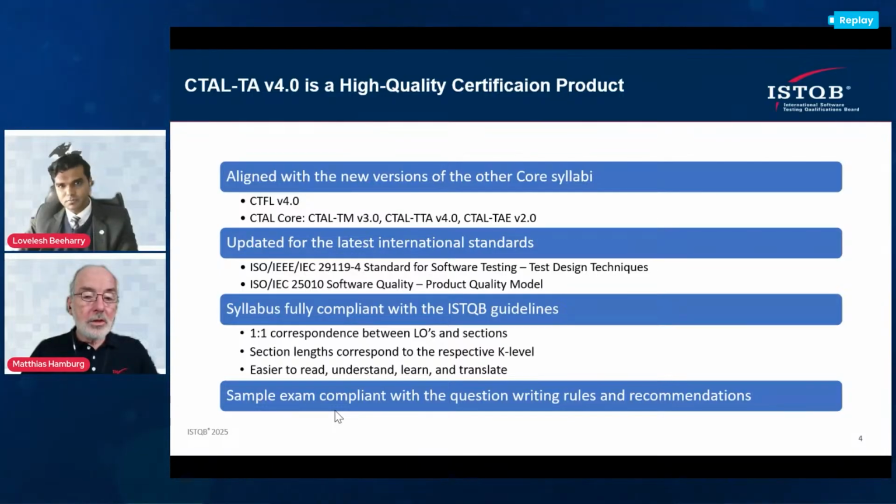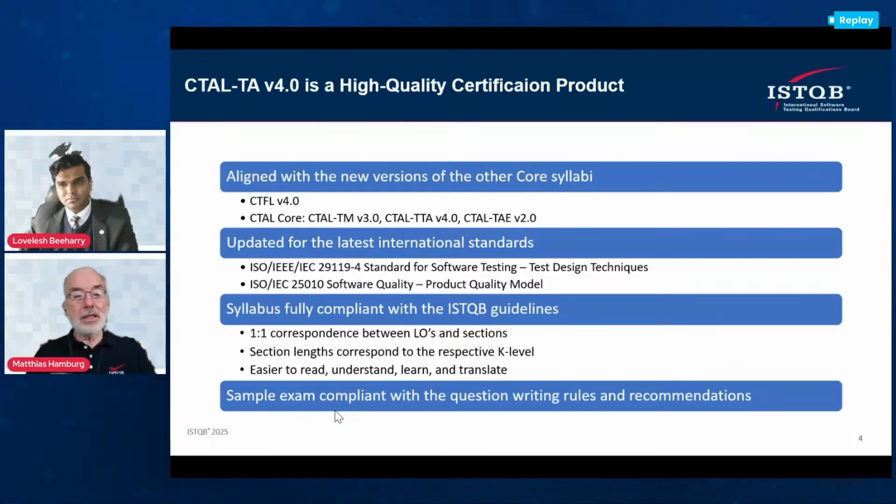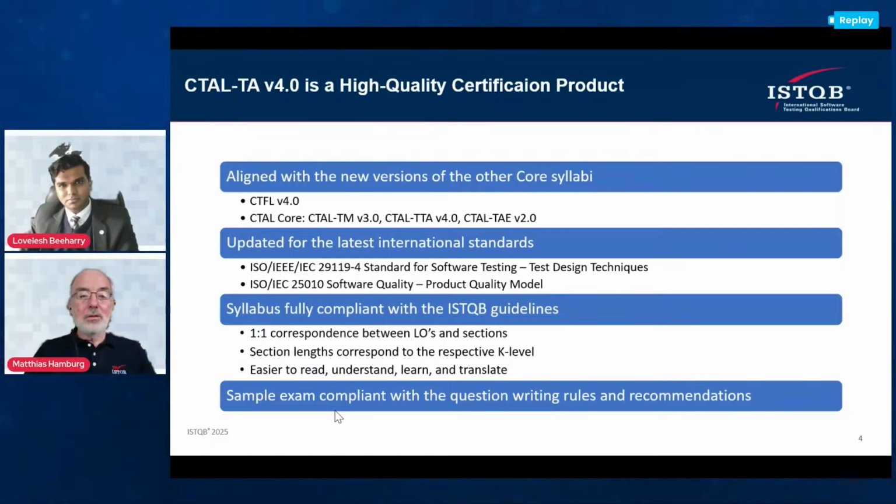And on the other side, ISTQB, as you mentioned, has evolved in its didactic quality. So we have new guidelines. We need a one-to-one correspondence between learning objectives and the sections, to understand more easily what to learn for a certain learning objective. The section length has to correspond to the respective level of cognitive knowledge, such that trainers can dedicate a limited amount of time for the training, and it's easier to read.